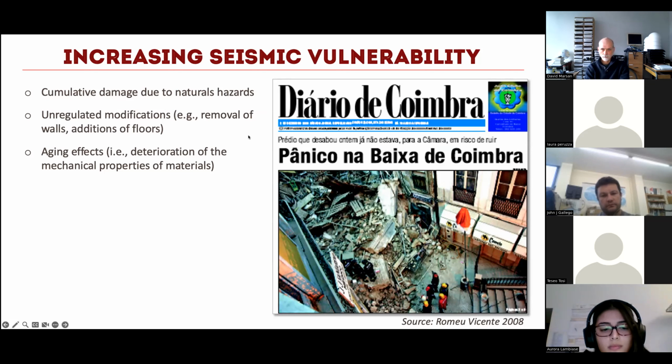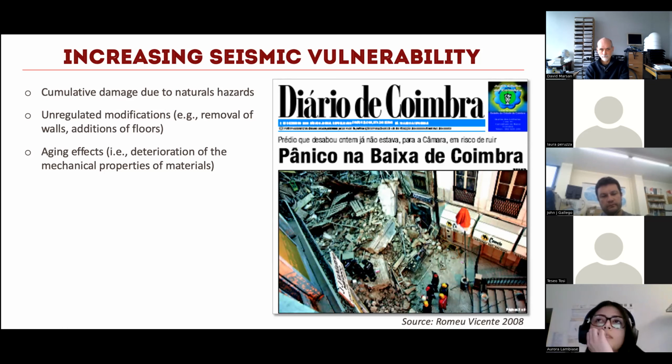Some buildings are not maintained. You know, this was in Coimbra, a city in Portugal. And a lot of times, I'm not proud to say this, but it's very common in Portugal, every 2 or 3 years, to hear on the news that one building collapsed. And there was no earthquake.